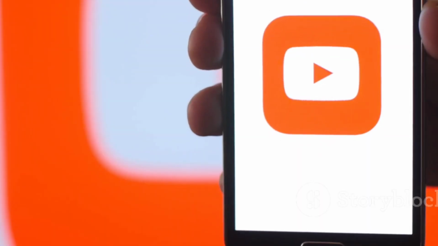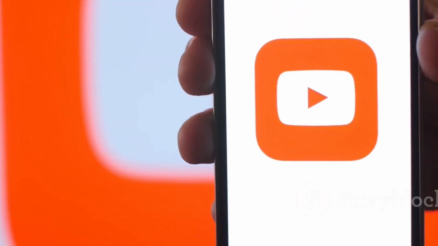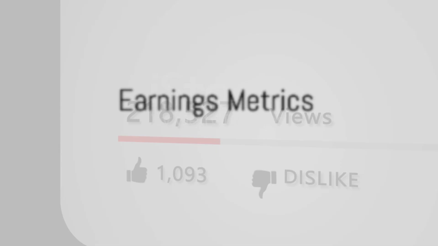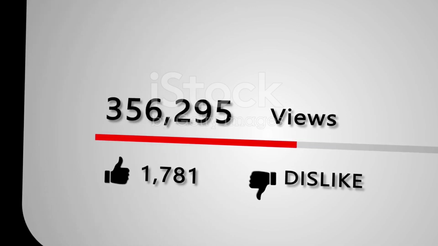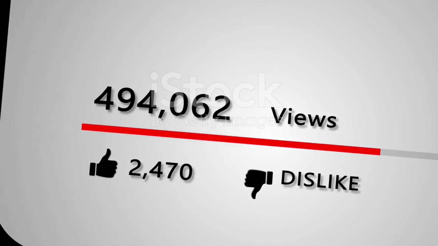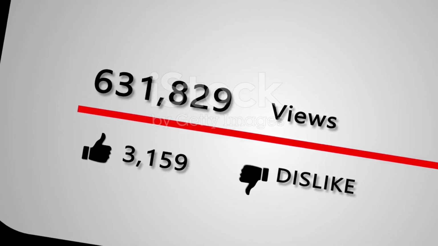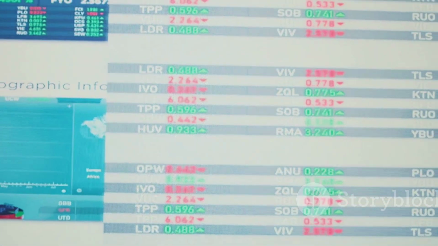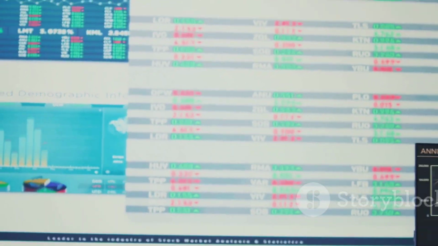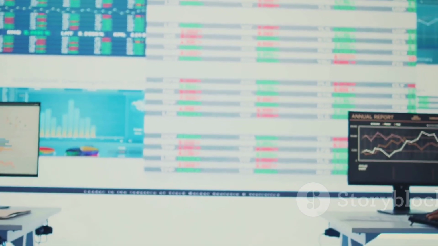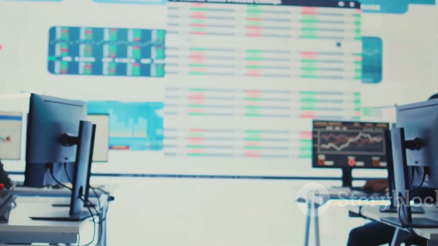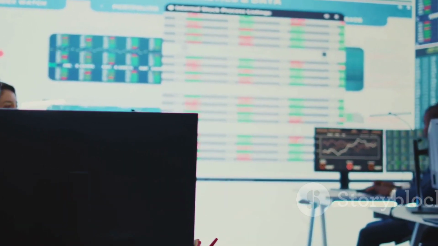There's no fixed rate per view. It depends on many factors explained below, but here's a general idea. Per 1,000 views general, 50 cents to $6 worldwide average. Per 1,000 views in India, 20 to 150 rupees. Per 1,000 monetized views with ads, $1 to $10 or more. Per view general average, $0.001 to $0.01 per view.